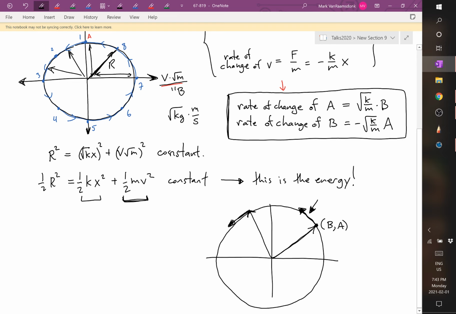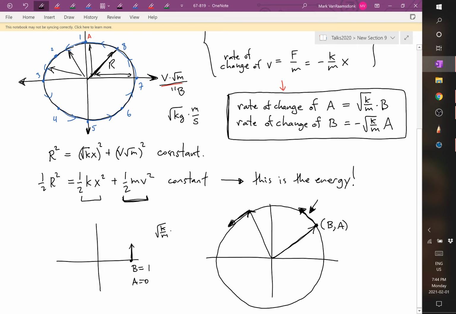Just to show you a very explicit example, let's say I had b equal to 1 and a equal to 0, and then we look at the rate of change of a. Then it's root k over m times b, which is 1, and the rate of change of b would be 0. And so that says that we're going to be just going in this upward direction.